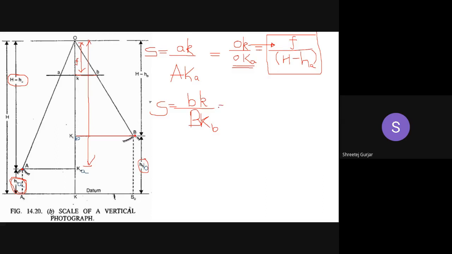Okay, so similarly, you can apply the similar triangle rule for these two triangles. What will it be now? You have to tell me quickly, using this F and H, the same thing we are using here. In terms of that only, tell me what it will be here.